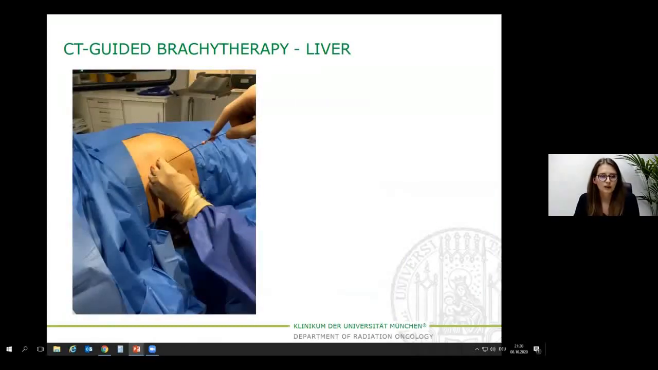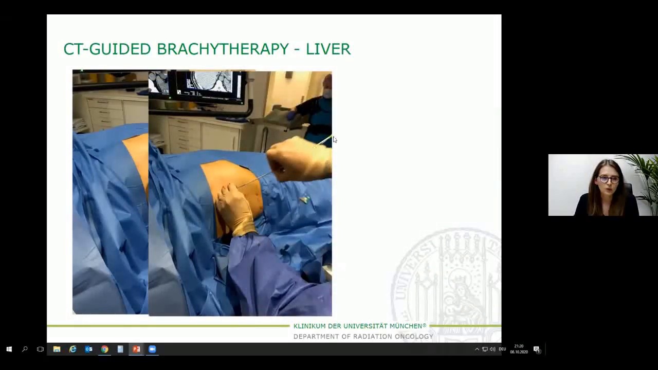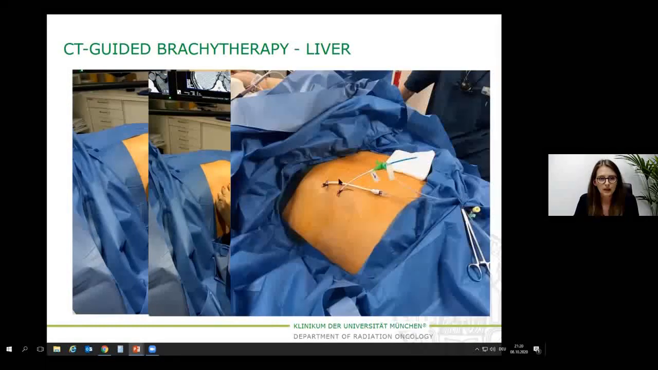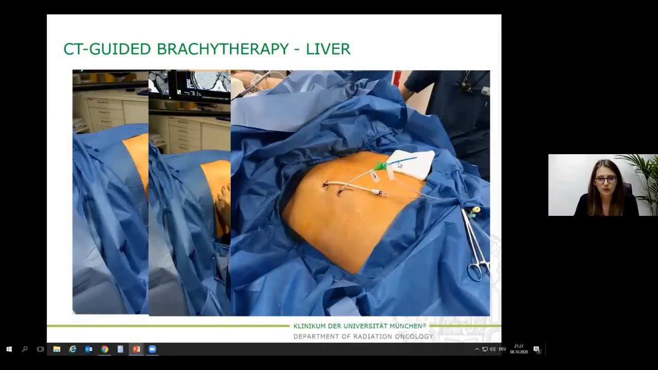Here you can see how it looks in real life. So you see the needle already inside. Within the needle is the guide wire, and then over this wire we put this angiography sheath, and then we remove the wire, and the blue one is our brachytherapy catheter, which we then put in place. The most important thing is you have to number your catheters if you use multiple catheters.